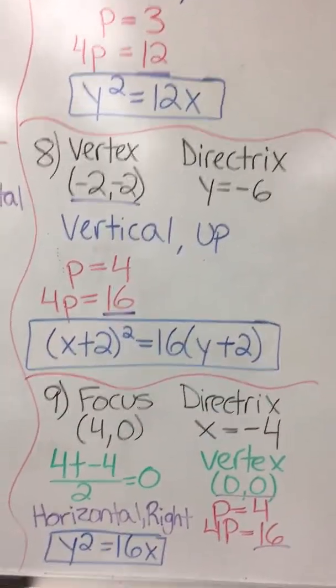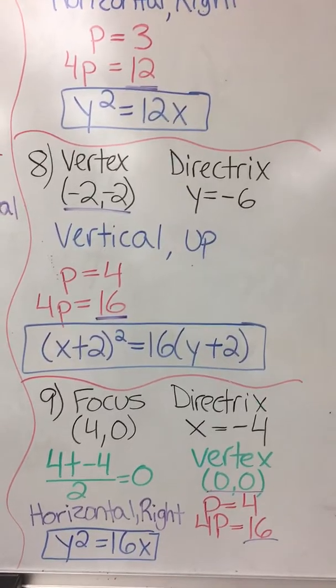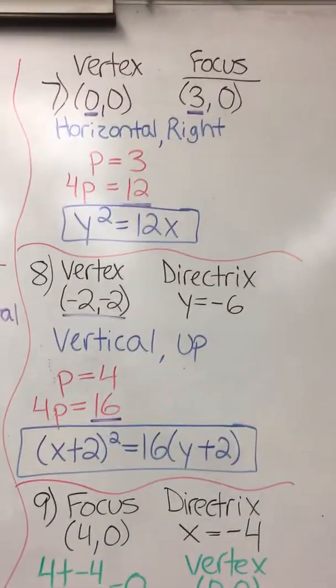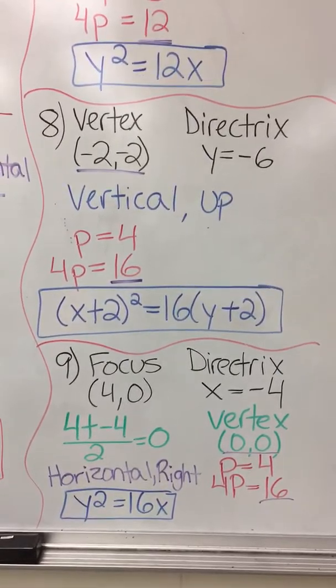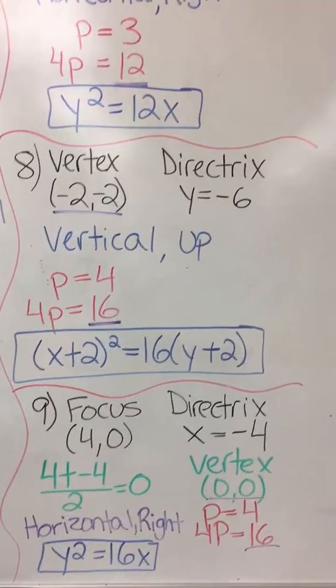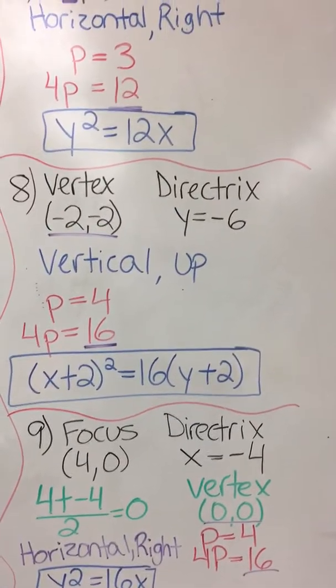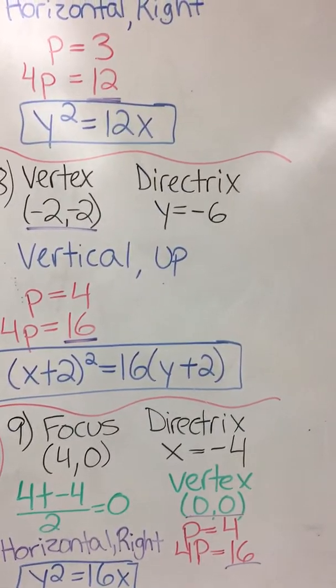If we go on to number 8, this time we are given a vertex and a directrix. So in the last one we had a focus. This time we're going to the opposite side of the graph with the directrix. So again, we're given a vertex. It's going to be -2, comma, -2. And the directrix is going to be y equals -6.